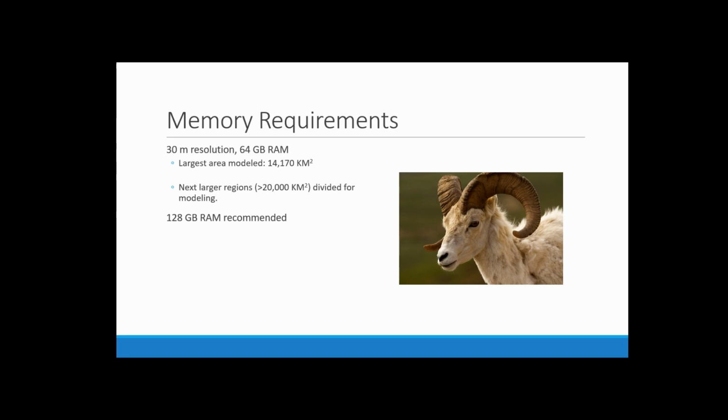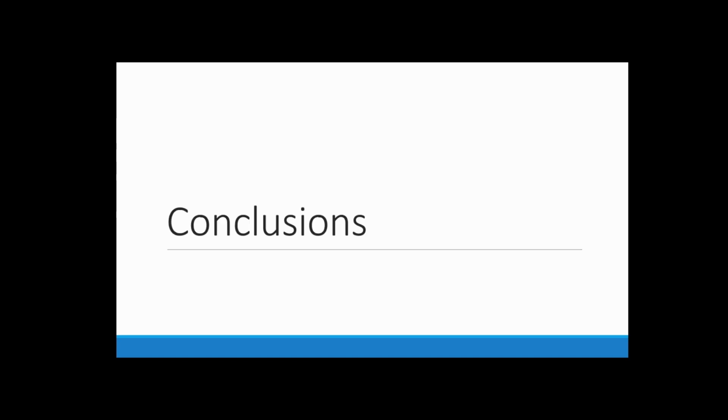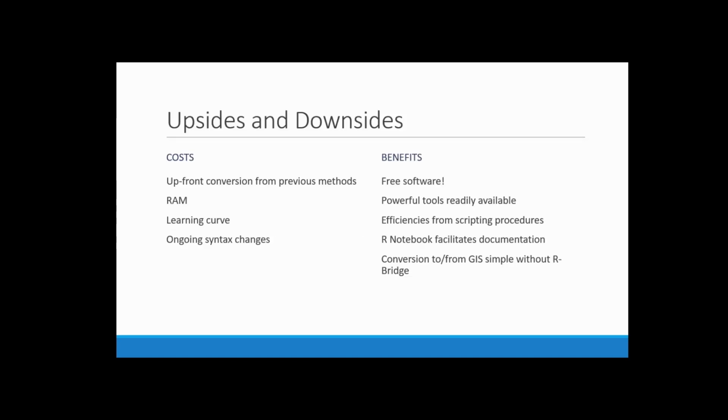Memory requirements were considerable. It worked a lot better with 128 gigabytes of RAM than with 64 gigabytes of RAM, which is what I have on my computer. I could not run some of the regions without splitting them up. And in conclusion, you've got pluses and minuses. The costs are whatever it takes to convert from whatever methods you were using previously. Obviously, RAM, if you don't have enough, it's not going to work real well. And there is a learning curve, but as I said, it's not as bad as I expected.